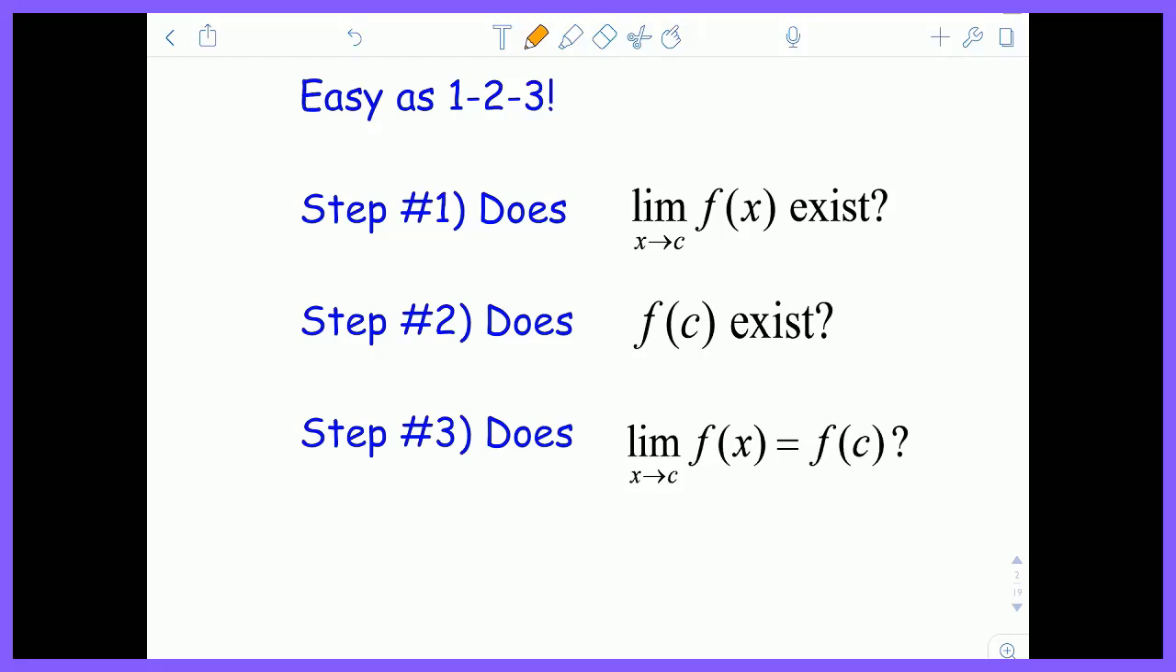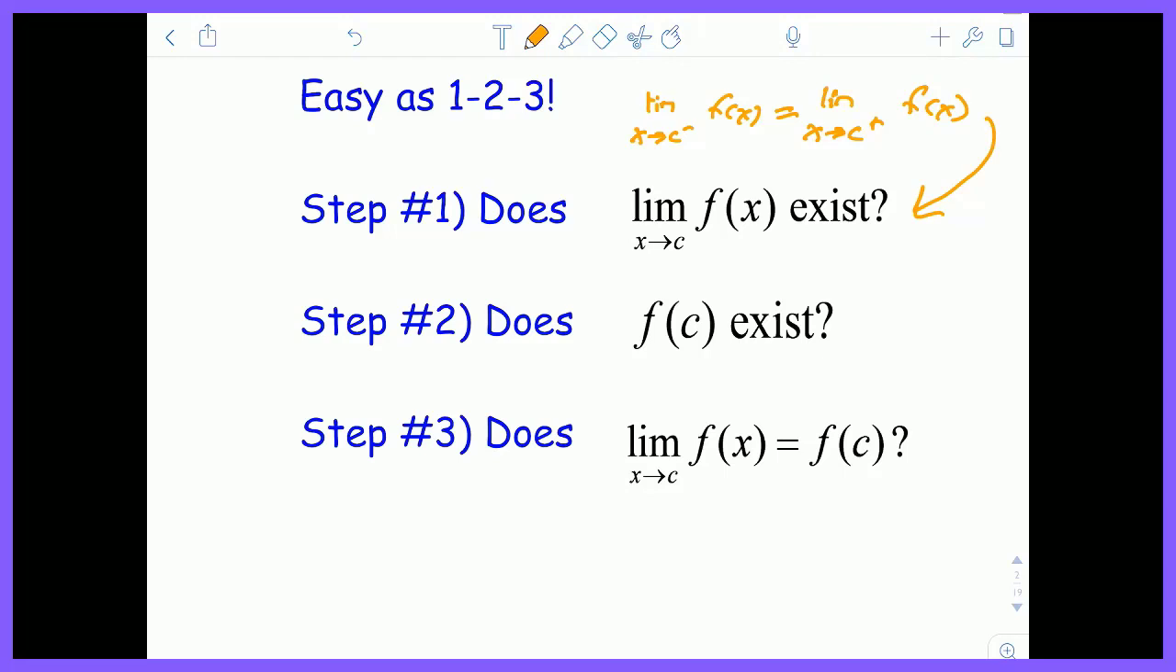Here are the 3 steps you follow. Step number 1. Does the limit exist as you approach C? Which basically is a fancy way of saying, does the limit as x approaches C from the left equal the limit as x approaches C from the right? Is this true? If this is true, then the limit exists, okay?